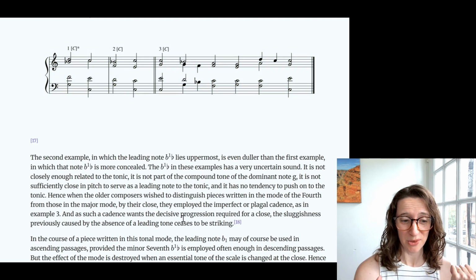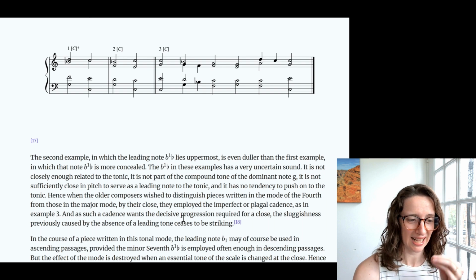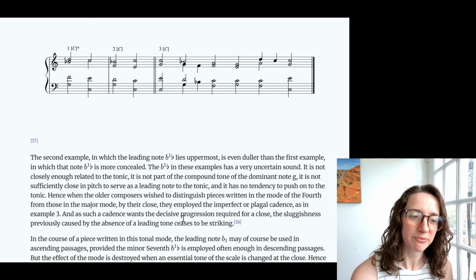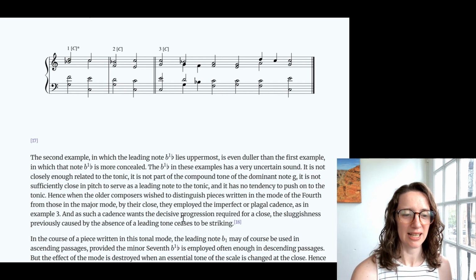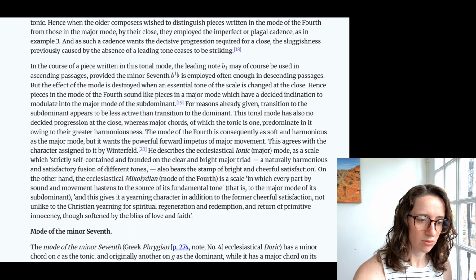What do you think? Do you agree with Helmholtz that these endings lack the decisive drive of a leading tone? I think they sound a little less final.